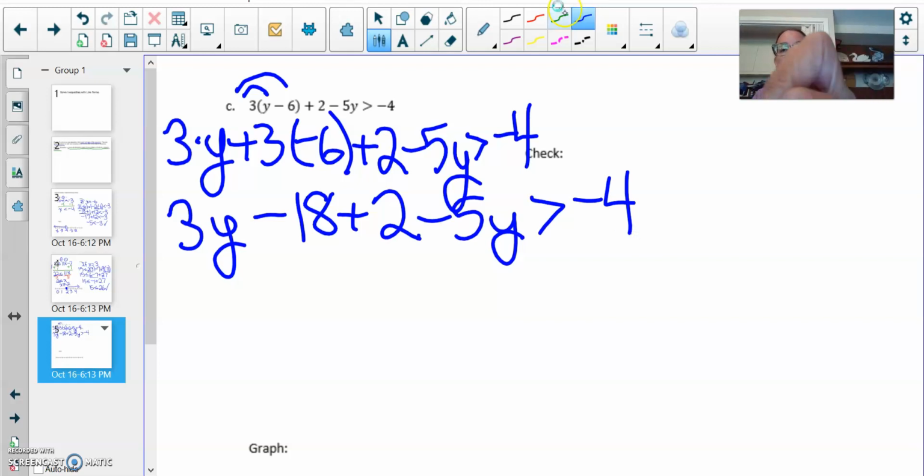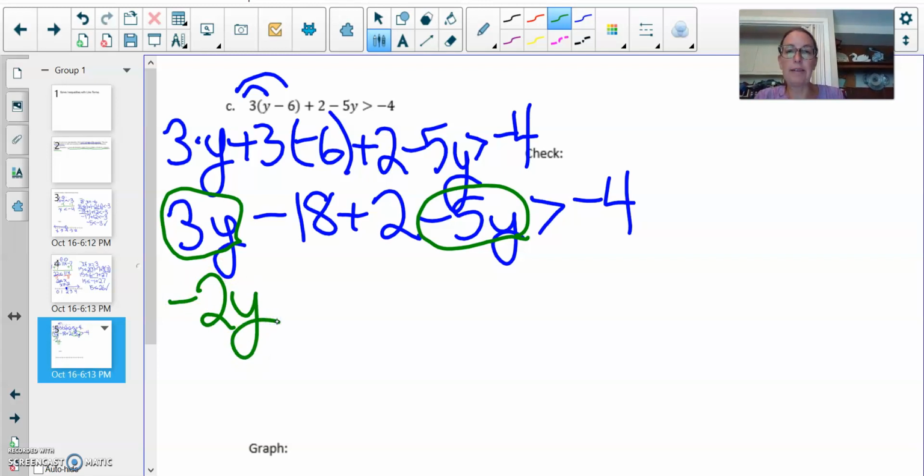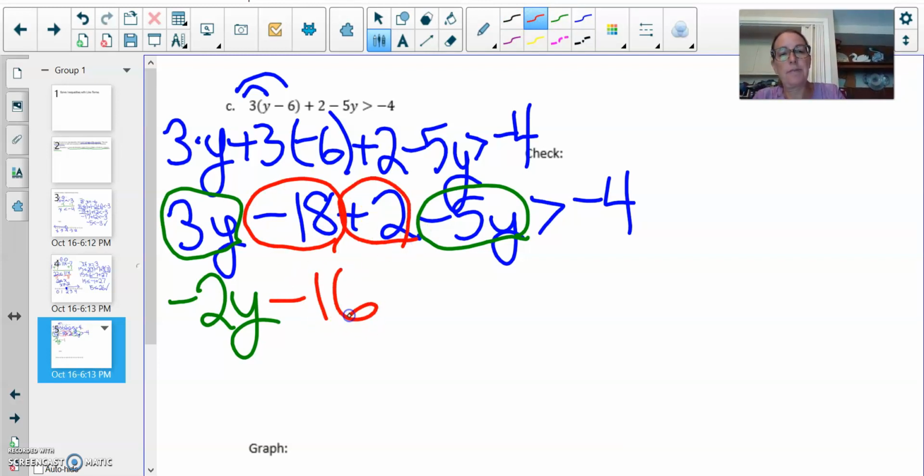Now combine like terms on that left-hand side. We can put together 3y minus 5y. That gives me -2y. Be careful of your signs. I can also put together -18 plus 2, which gives me -16, is greater than -4. Now I can start doing my inverse work. So I'm going to add 16.